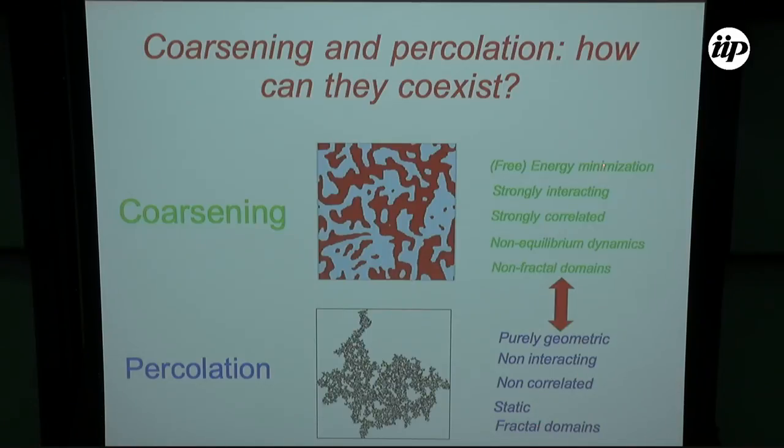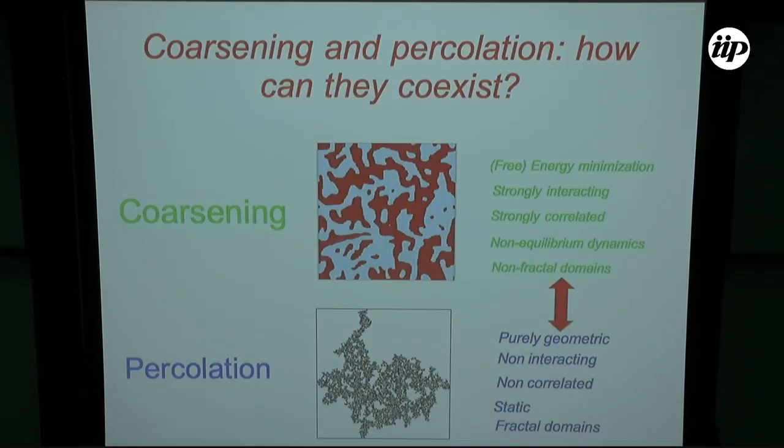So if you compare the properties of this system with this one, you see that one by one, they are exactly the opposite of the other. You have free energy, you don't have free energy; it's interacting, this is non-interacting; this is correlated, non-correlated, and so on.